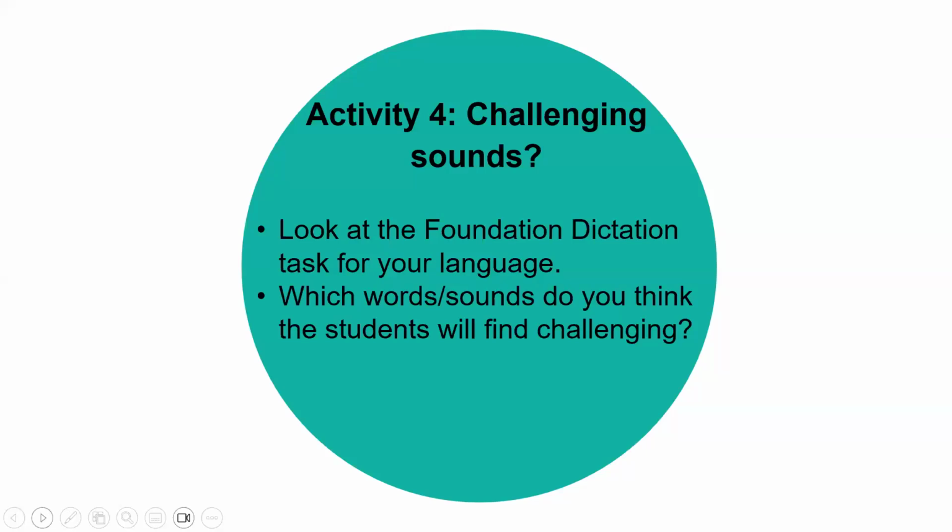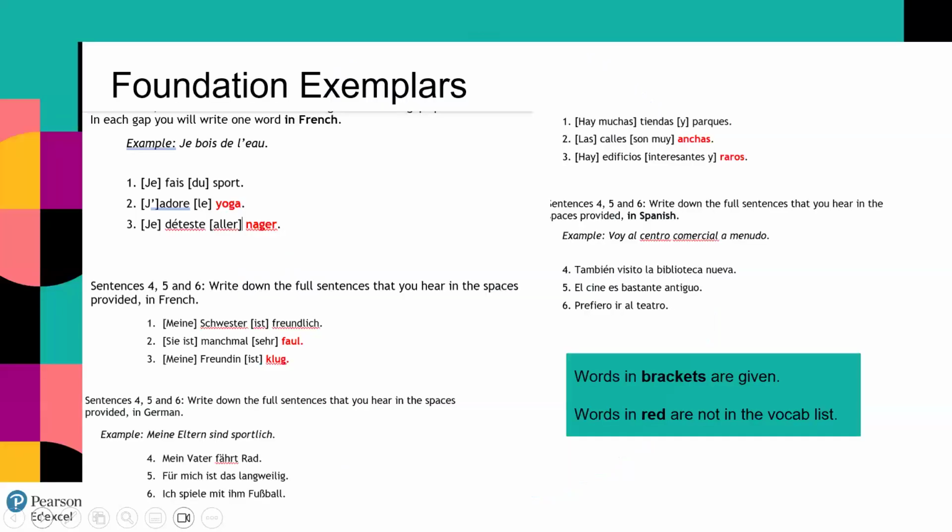Okay, so what I'm going to ask you to do now, in your booklets, I'd like you to look at the foundation dictation for your language. And as we did for the read aloud, I'd like you to think of which sounds you think the student will find challenging. So these are the ones there. The words in brackets are the words that are given. For example, if you look at the German one there, meine was given.